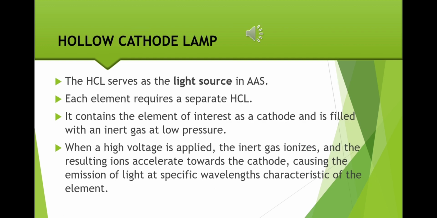Then the hollow cathode lamp is used. The HCL serves as the light source in this spectrophotometry, and each element requires a separate hollow cathode lamp. It contains the element of interest as a cathode and is filled with an inert gas at low pressure. When a high voltage is applied, the inert gas ionizes and the resulting ions accelerate towards the cathode, causing the emission of light at specific wavelengths characteristic of the element.